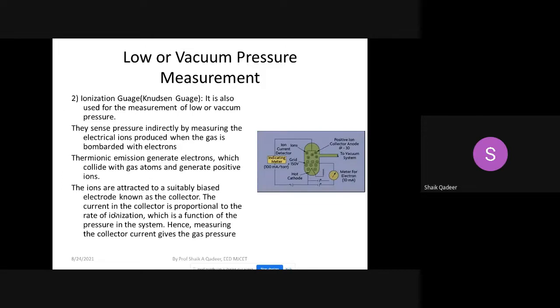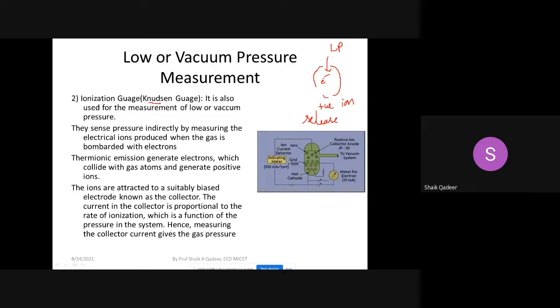Next method of measuring low pressure is with the help of a gauge called the Knudsen gauge. Here, in a chamber we let electrons emit, which get bombarded with the applied input pressure. Because of this bombardment, positive ions are released.